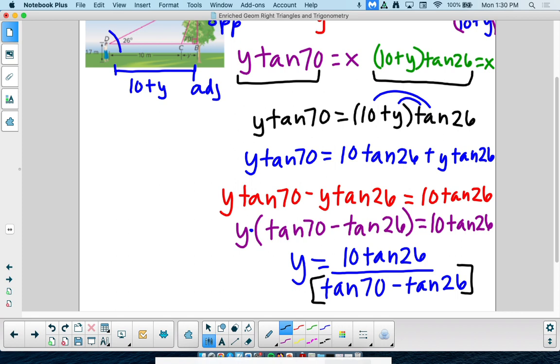I'm pretty sure x is 5. It's close. You should get 2.16.